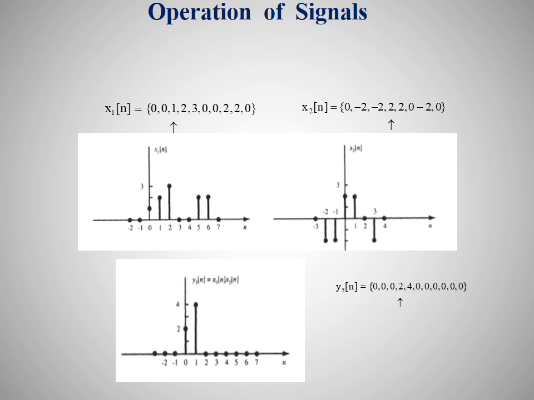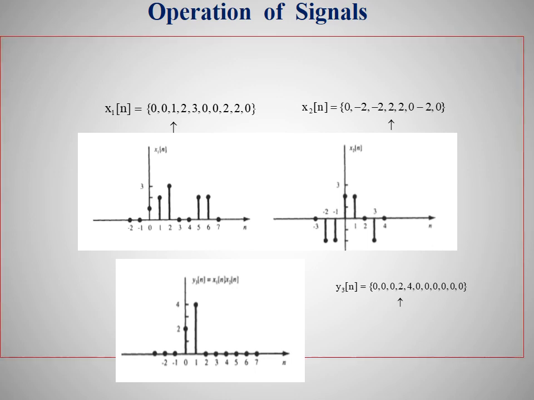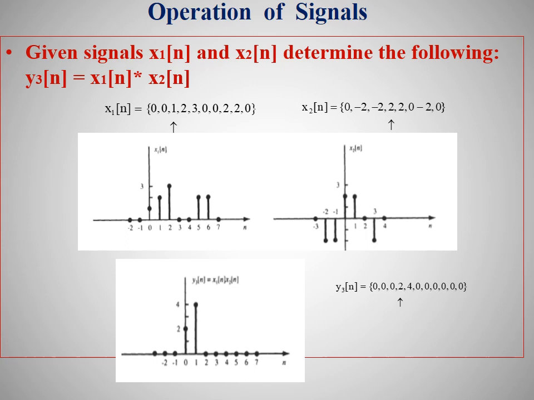Let us consider the next operation, which is going to be multiplication of signals. Here, two signals x1 and x2 of n are given, which is as defined in the previous case, and it is asked to determine y3 of n is going to be equal to x1 of n into x2 of n. x1 of n is 0, 0, 1, 2, 3, 0, 0, 2, 2 and 0. With n equal to 0, the value of the signal is 1. Similarly, for x2 of n, it is 0, -2, -2, 2, 2, 0, -2 and 0. At n equal to 0, as can be seen from the arrow, the value of the signal is 2.